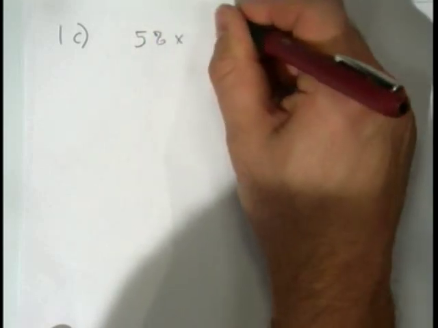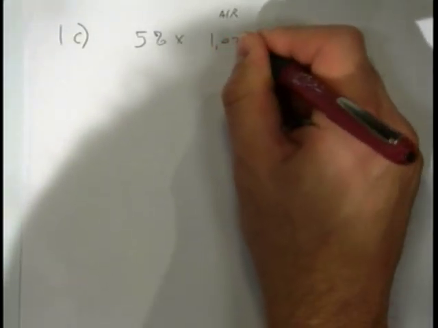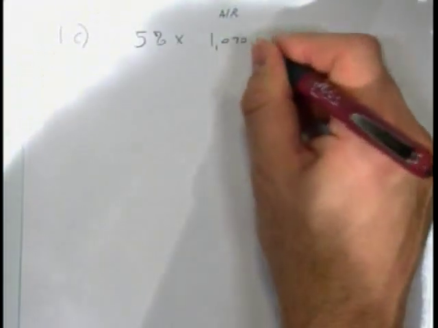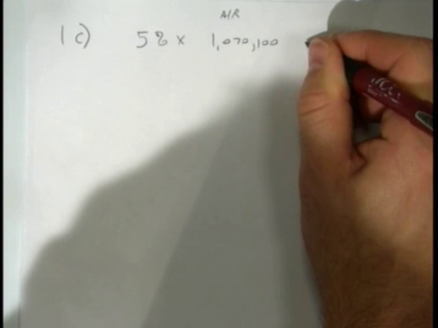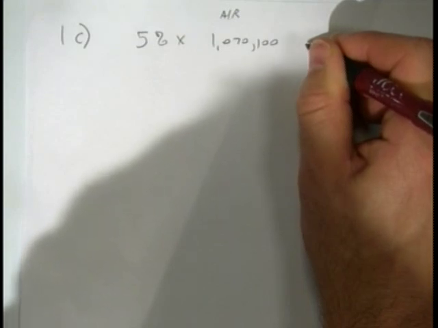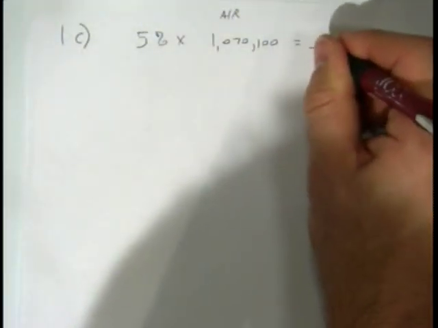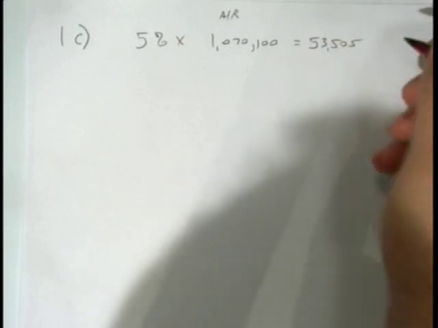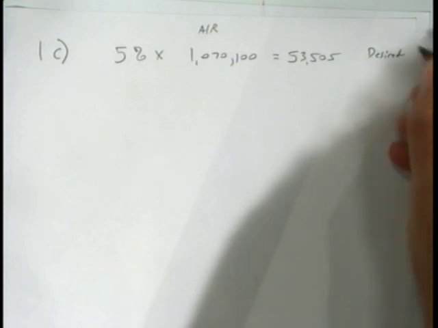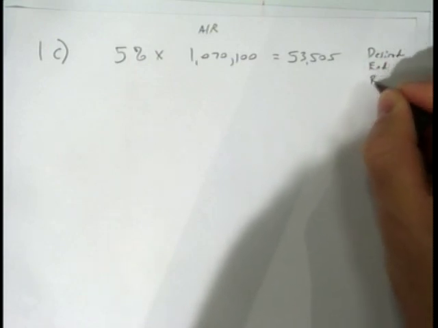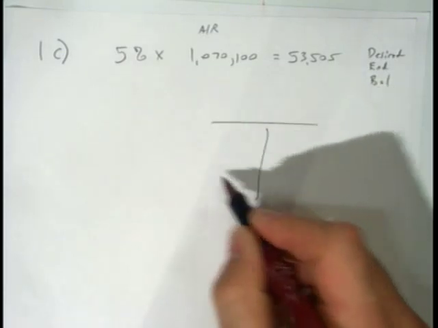5% times your AR of 1,070,100, correct? And what does that equal? What's 5% of that number? 53,505? Okay. That is our desired ending balance. Correct? Okay, so now we have to do a T account for allowance.